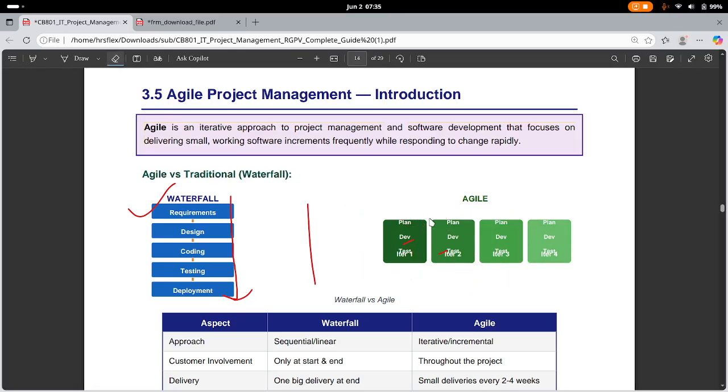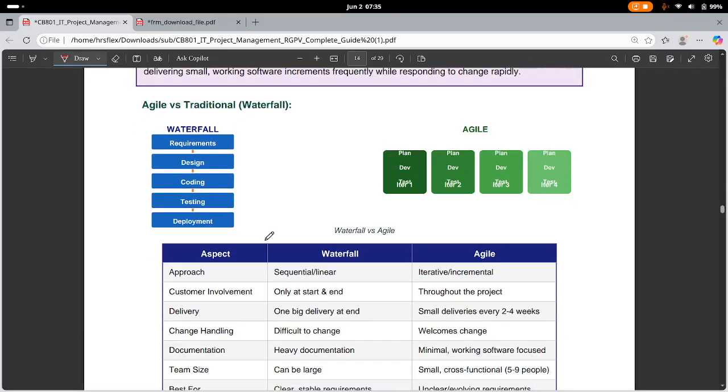Okay? And here in waterfall you are making the entire thing from start to deployment, and if you have any small changes, you move back to design or coding, then do the coding, then the design, then the testing, deployment, and again changes, repeat the entire process. This was the major demerit of the waterfall model and the traditional model that agile solves.